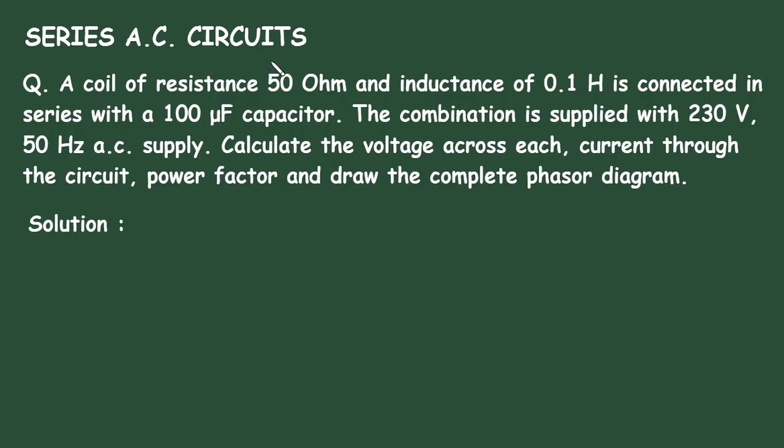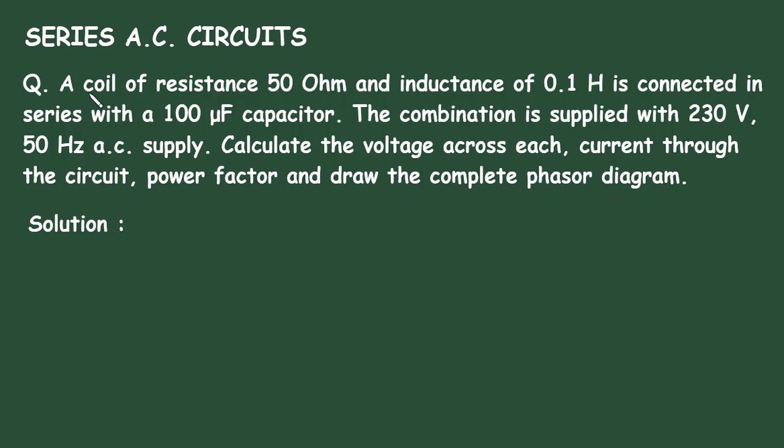Series AC circuits. Question: a coil of resistance 50 ohm and inductance of 0.1 Henry is connected in series with a 100 microfarad capacitor. The combination is supplied with 230 volt 50 Hz AC supply. Calculate the voltage across each, current through the circuit, power factor, and draw the complete phasor diagram.